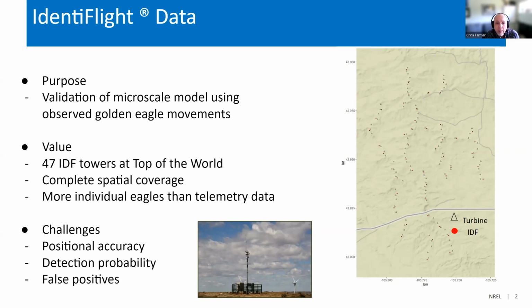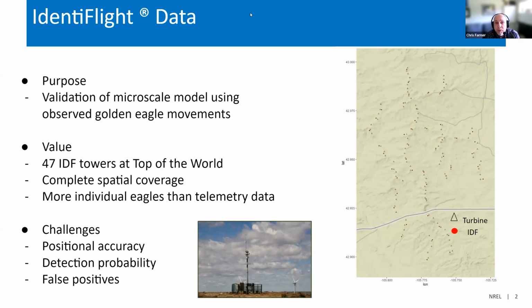The advantage we have using Top of the World wind farm is that it has a full deployment of IdentiFlight units. And by that, I mean there are 47 IdentiFlight towers at Top of the World, covering all the turbines at that facility, and they've been operational for quite some time now. So there's a tremendous amount of data collected regarding eagle movements, completely covering the area that we have our modeling effort focused on within Top of the World. We get a lot more individual eagles this way.